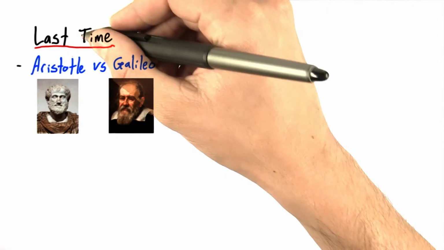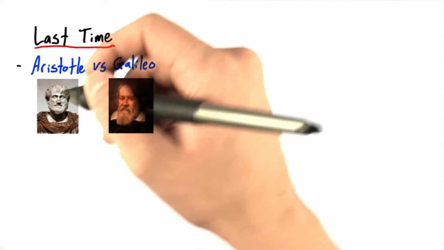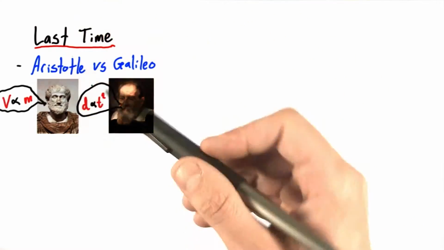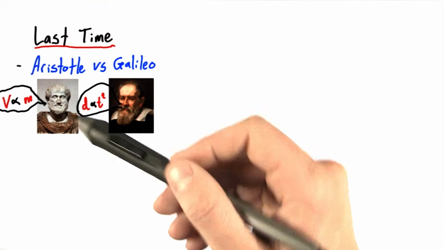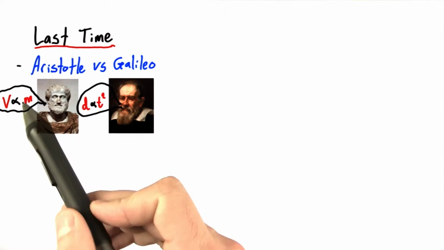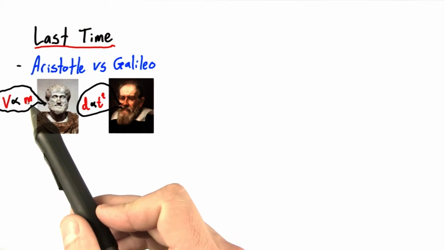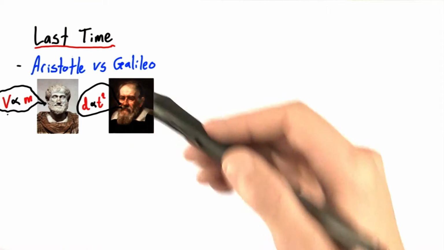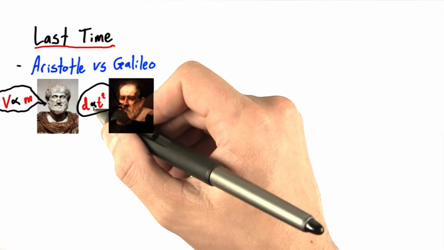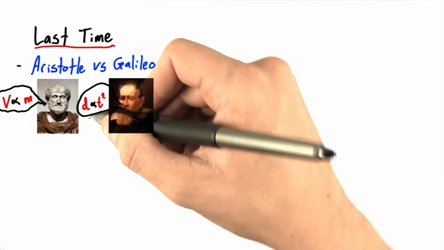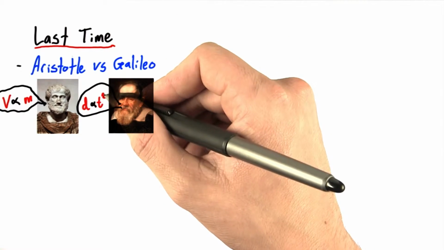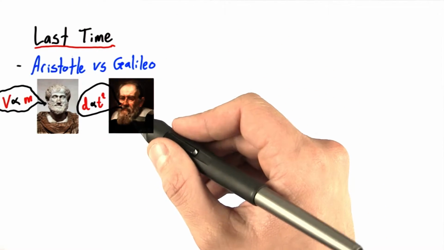Let's do a quick recap of what we learned last time. Well, we talked about Aristotle and Galileo, and they each had different thoughts on how objects move when they're in free fall. Remember, Aristotle thought that the velocity of an object is proportional to its mass, and then it falls with constant velocity. Galileo thought that the distance an object covers is proportional to the square of the time it's been falling, or, in the case of experiments, rolling.